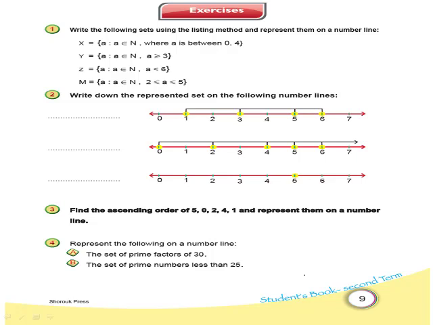The first one is X equals A such that A belongs to N, where A is between 0 and 4. We read this as: X equals A, such that, these two points mean such that, A belongs to N, where A is between 0 and 4. We write it by the listing method: between 0 and 4, we don't take 0 or 4, so we take 1, 2, and 3. And we can represent it on the number line.